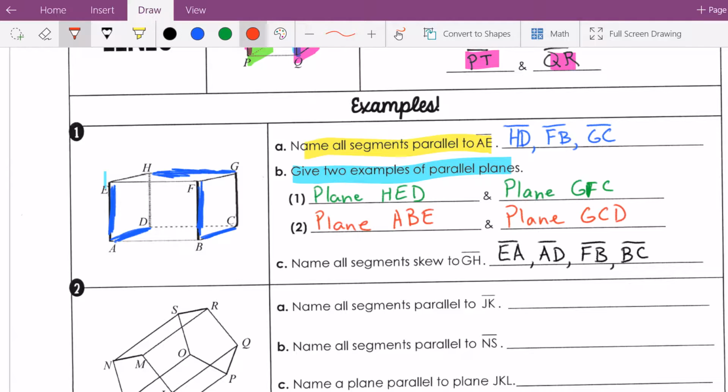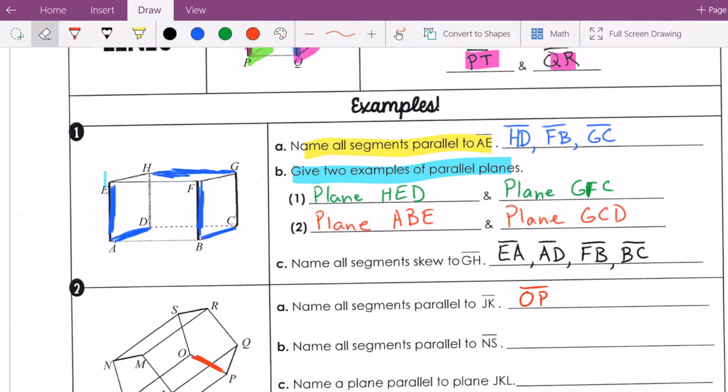Alright, for 2A, it wants to name all the segments parallel to JK. So JK is here at the bottom. We need it to be parallel. So that means it's going to be on the same plane, but does not intersect. So really, we're just looking for things going in the same direction. Now, there's only one line on here that's actually going in the same direction as JK, and that would be OP. So that is our only parallel line for JK.